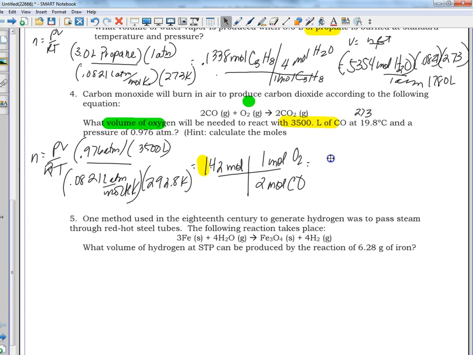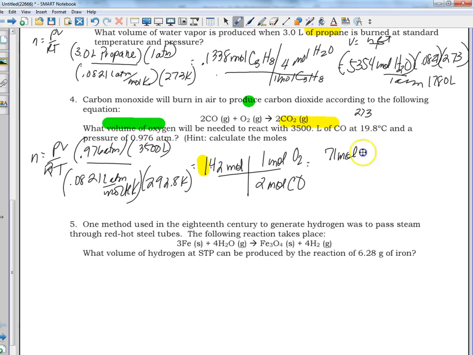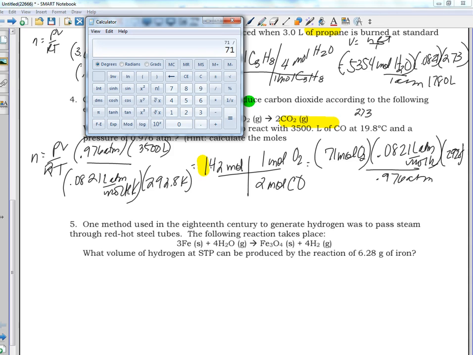Again, we're going to find volume. 71 moles of oxygen times the gas constant times our temperature, which is 292.8, divided by 0.976 atmospheres. That comes out to 1748 liters.